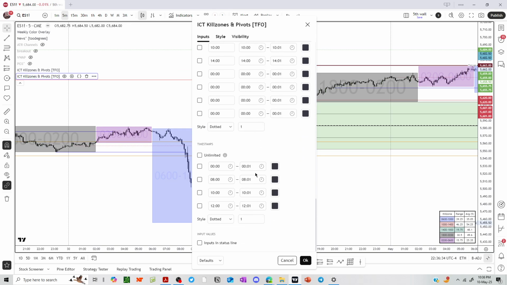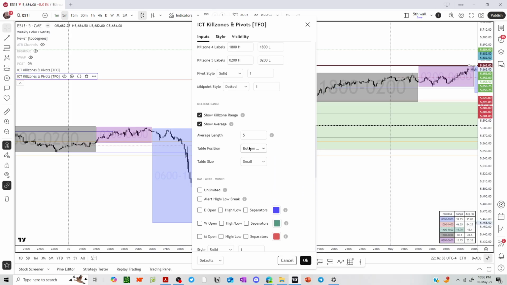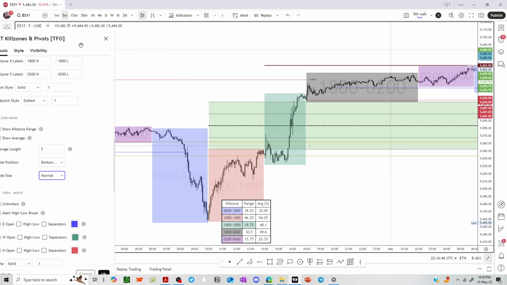Where is the table talk? What you get for not reading? You're just trying to breeze through stuff. The bottom center, and let's make it a little bit bigger.